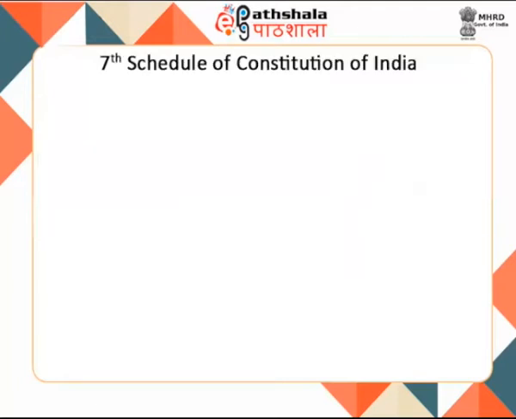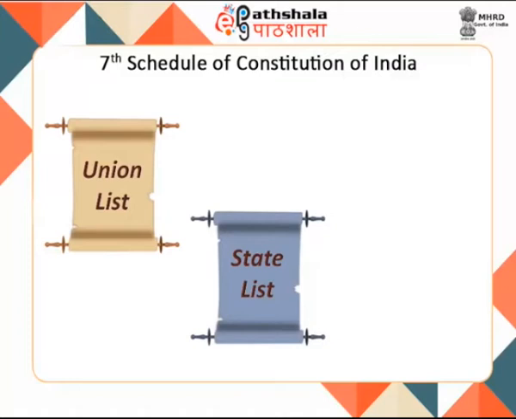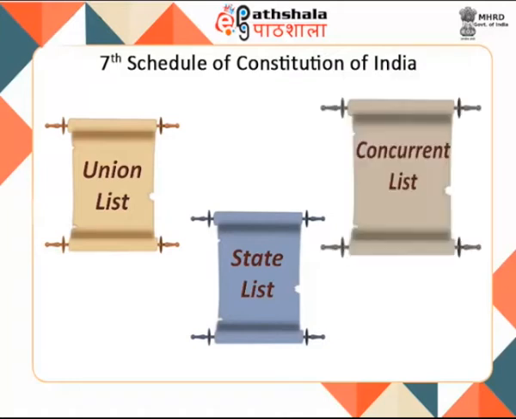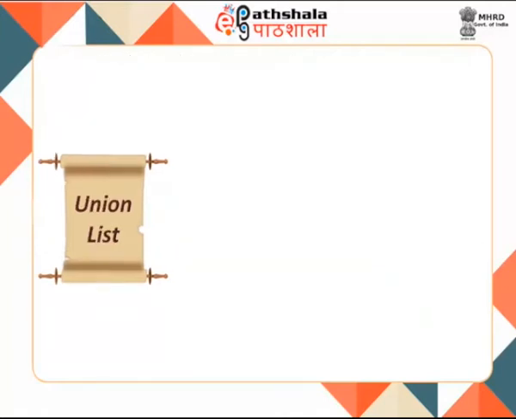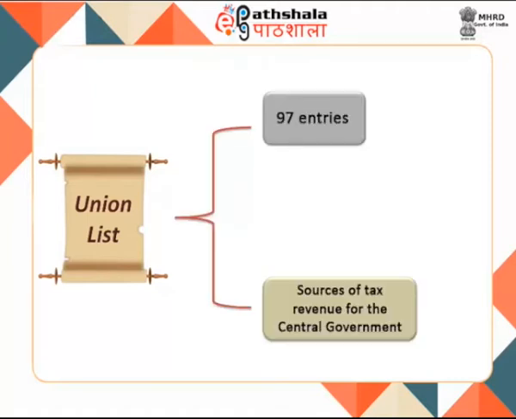The 7th schedule of the Constitution of India lays down the respective functions and financial resources for the center and the states in the country. It consists of three lists: 1. Union list, 2. State list, 3. Concurrent list. The union list, which consists of 97 entries, contains sources of tax revenue for the central government.